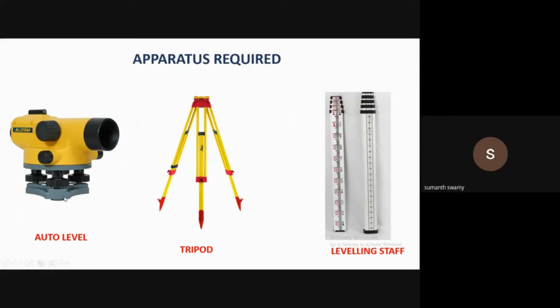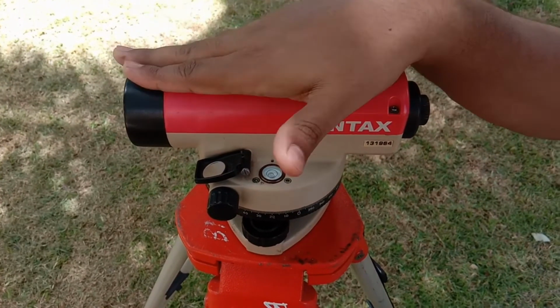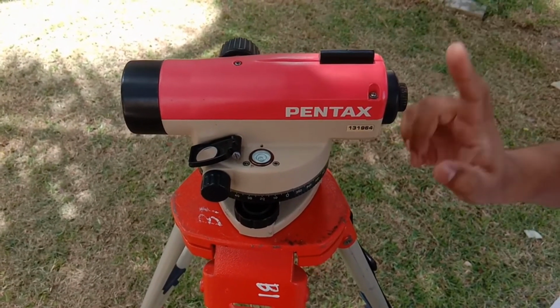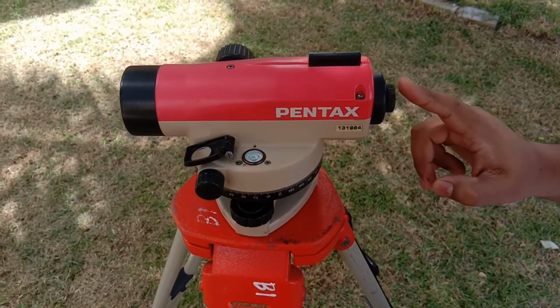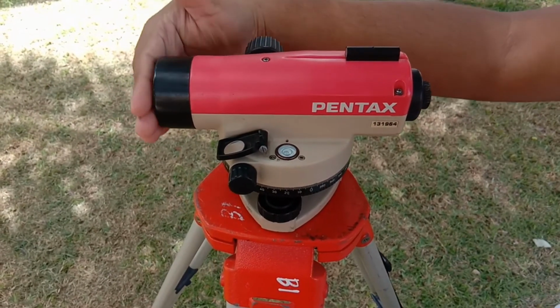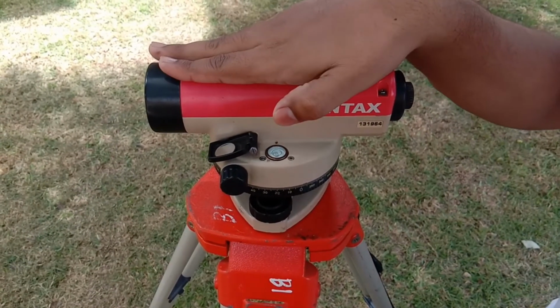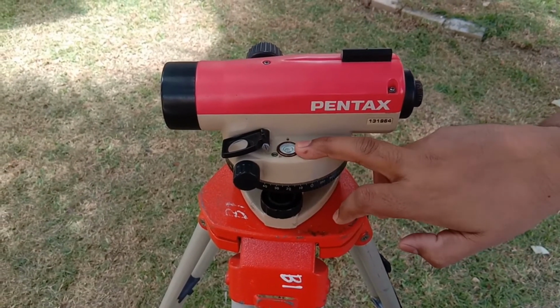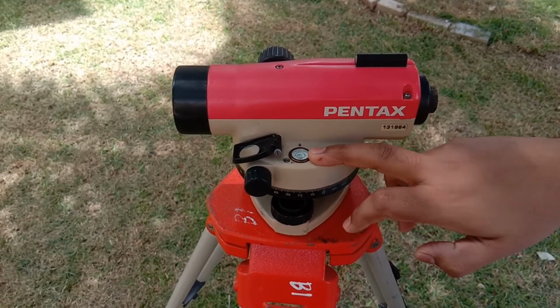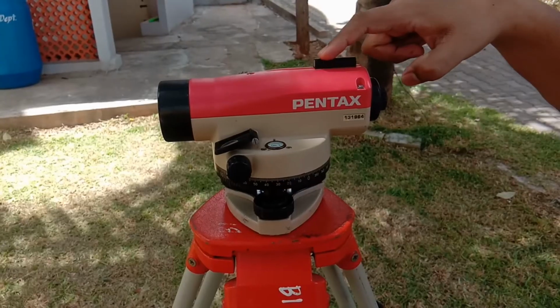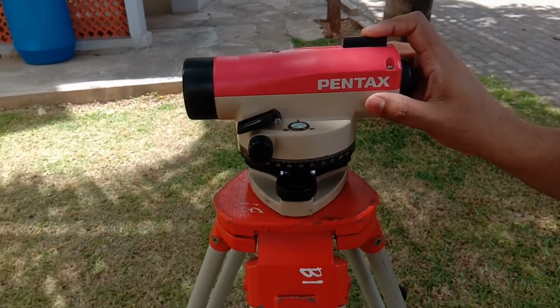Apparatus required. Basically it needs an auto level, a tripod stand and a leveling staff. This is the auto level. An auto level basically consists of a telescope, and this is the eyepiece, from where the object is viewed. This is the objective. This is the level included in the auto level itself, called the bull's eye level or circular level. It also consists of a focusing screw. This is the sight used to locate the leveling staff.